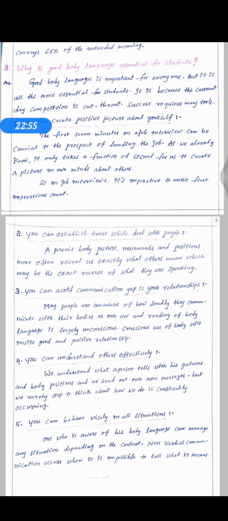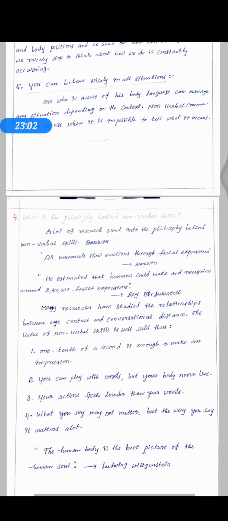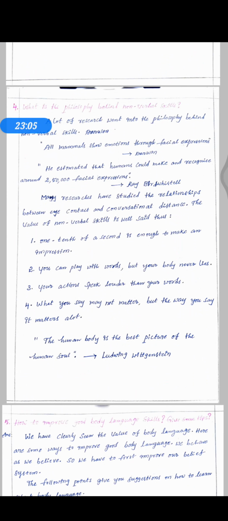And the next important thing, you know very well, is the question: what is the philosophy behind non-verbal skills? A lot of researchers went into the philosophy behind non-verbal skills.